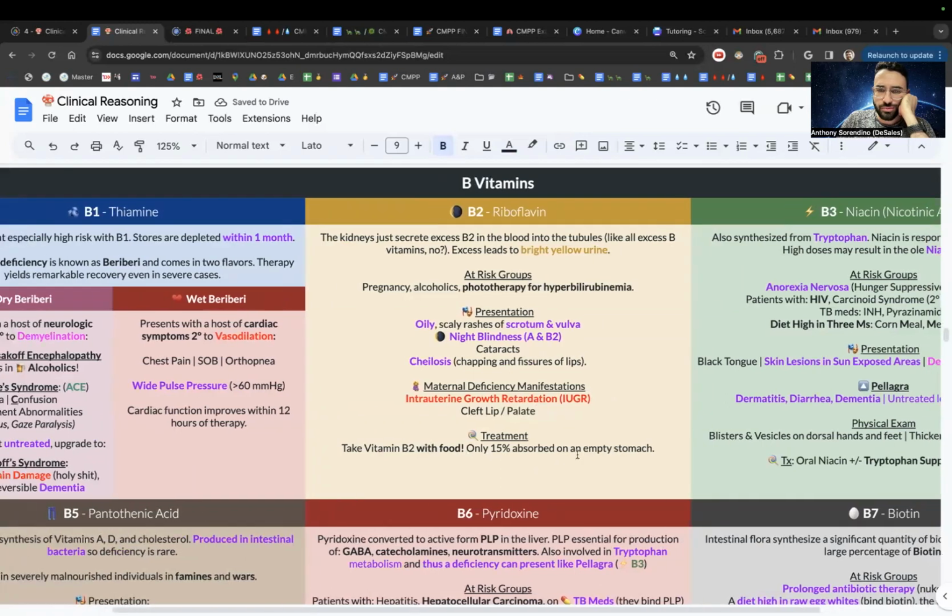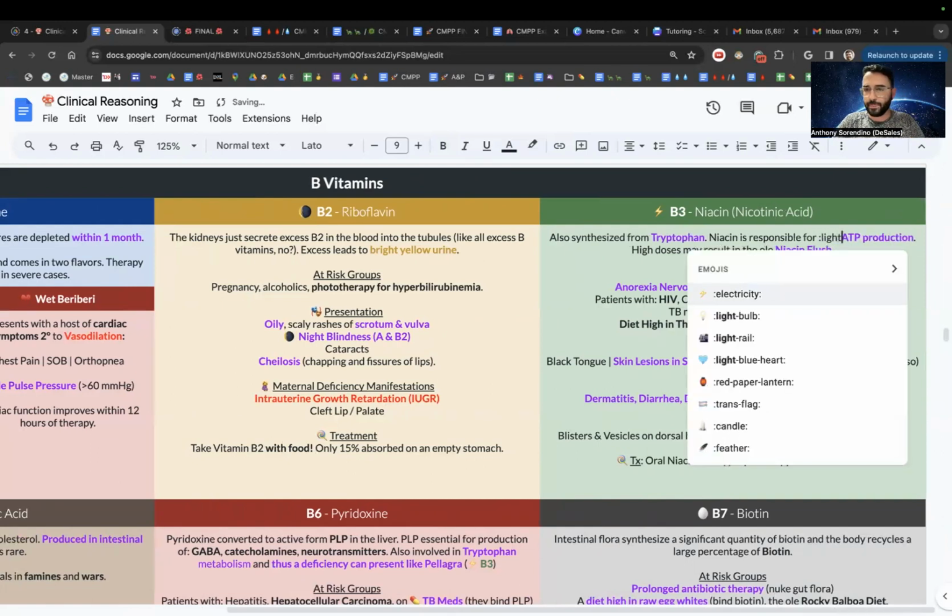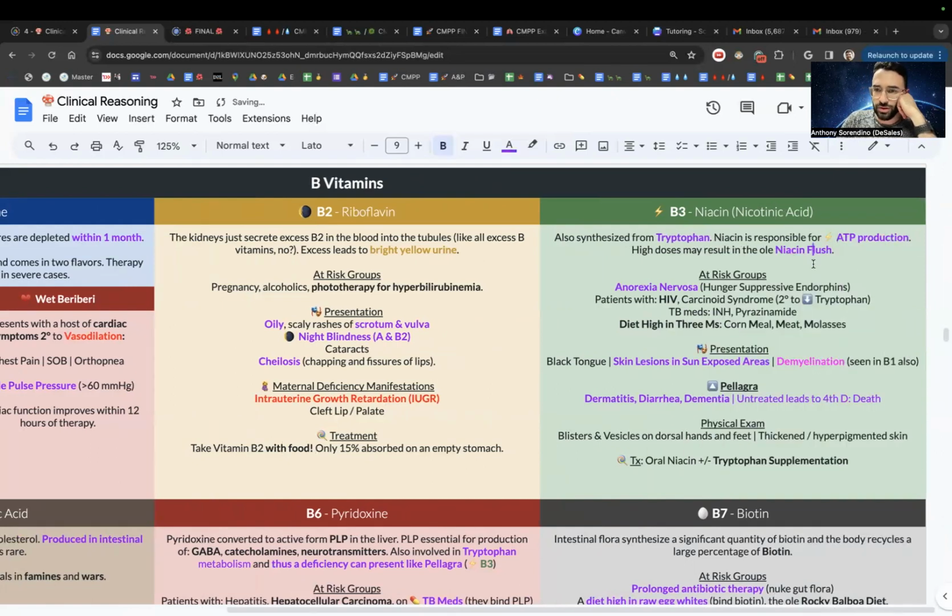B2, you want to make sure you take with food. That seems pretty important. B3 is going to be this niacin. It's going to be involved with tryptophan, ATP production. I feel like that's pretty important. High doses may result in the old niacin flush. We have some at-risk groups here.